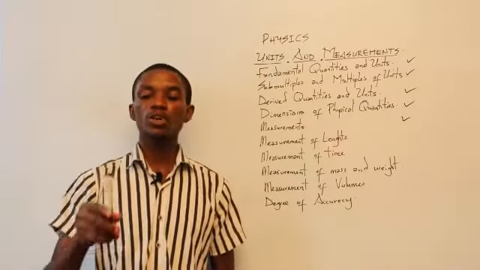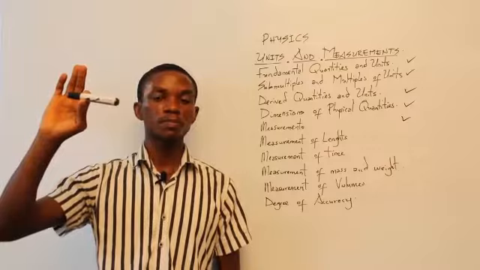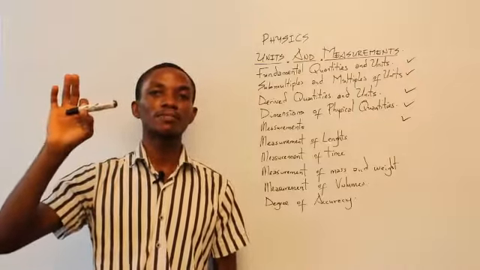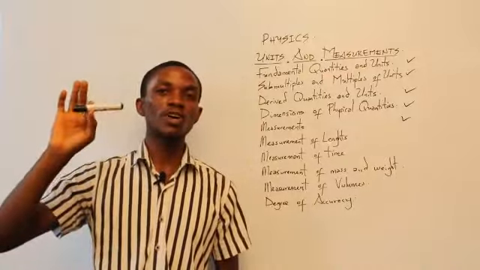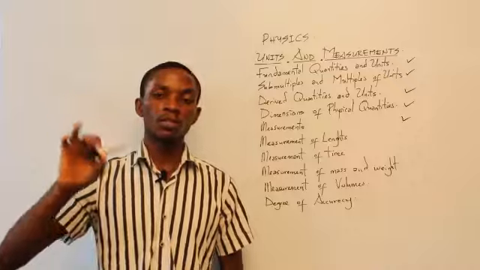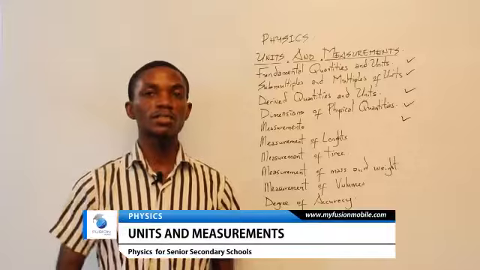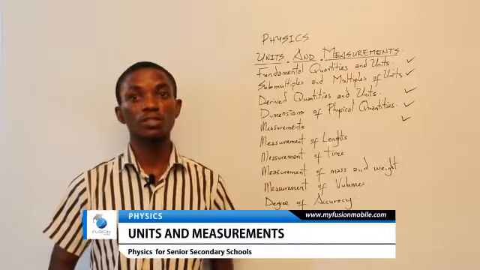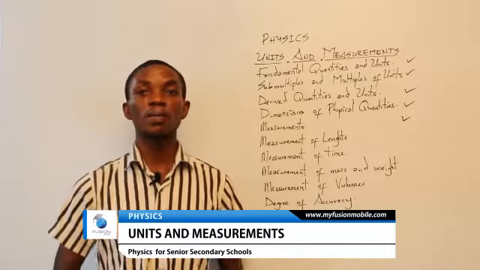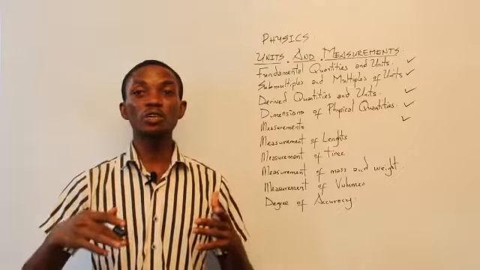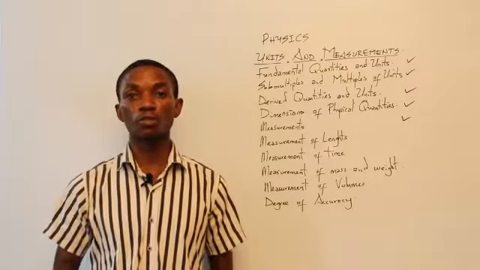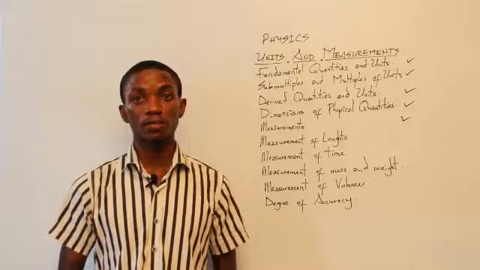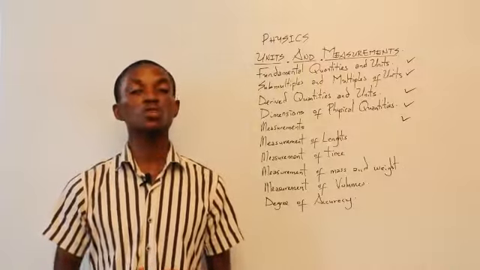Peradventure you want to take measurements of the diameter of this marker I'm holding. It would not make much sense to use your conventional ruler or your tape rule because it will not give you an accurate measurement. But there are other tools that we can use to take this kind of measurement, and that brings us to the use of vernier calipers and micrometer screw gauge. Vernier calipers are measuring tools used in measuring diameters of circular objects, and sometimes they can also be used to measure depths.